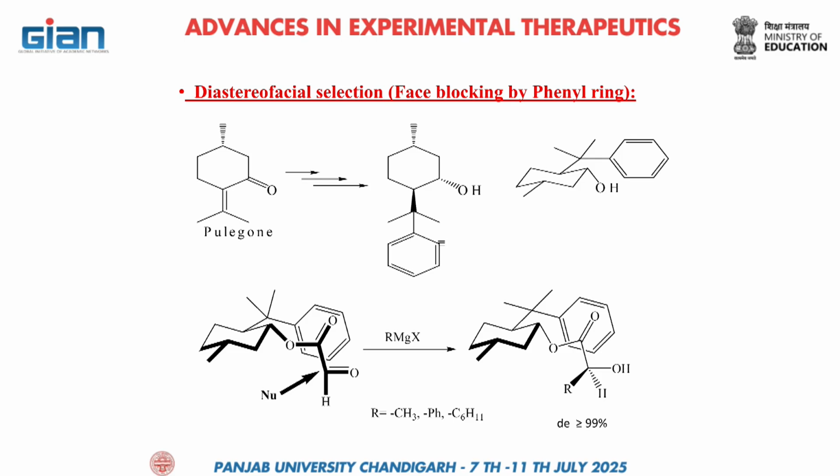From here a terminology comes: diastereofacial selection or phase blocking. Okay, now in this reaction, okay, if I simply say, can you visualize this carbonyl group, C=O?